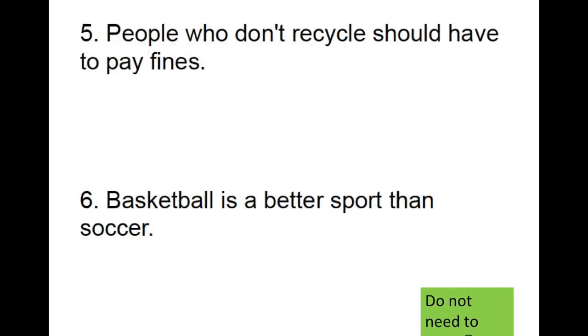Here are two more. People who don't recycle should have to pay fines. Do you think that is a testable or not a testable question? If you said that it wasn't, good job. Now, basketball is a better sport than soccer.